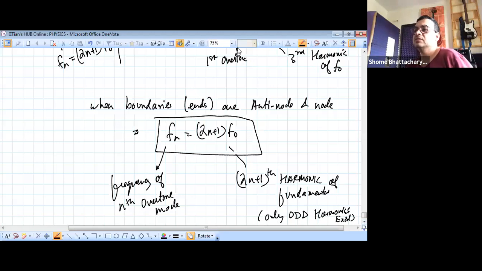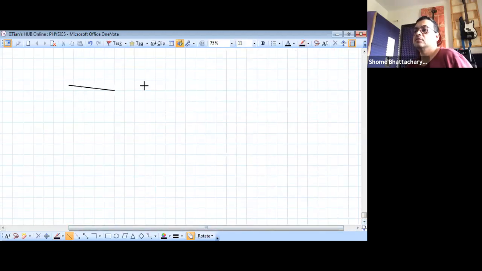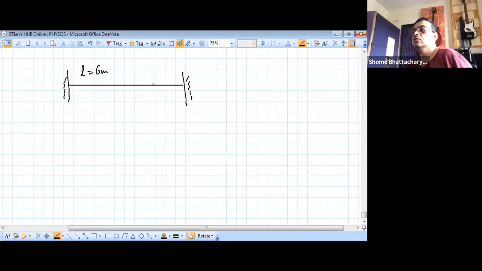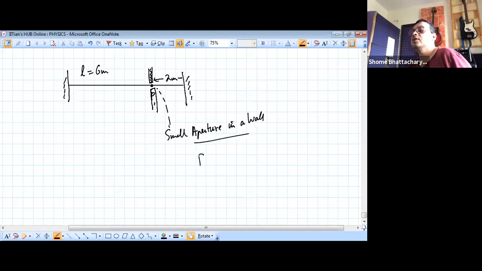And then if there is a force boundary in between, you have to develop this formula yourself. So for example, if there is a situation like this where you have a string which is like this. Let's say this is having a length of, let's say whatever, 6 meters. But now at a distance of, say, 2 meters, we are also putting the string through a small aperture in a wall. So the point P over here will also become a node.